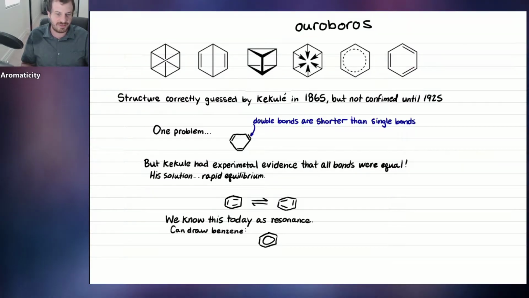Today, we know of this as not a rapid equilibrium, but rather simply a resonance structure. And so you may sometimes see benzene drawn like this. That's just a 6-membered ring with a circle inside. Although for this class, I do recommend you draw it with the discrete lines. So he was right. This is the structure of benzene as we know it today. It is the 6-membered ring with the 3 alternating double bonds.